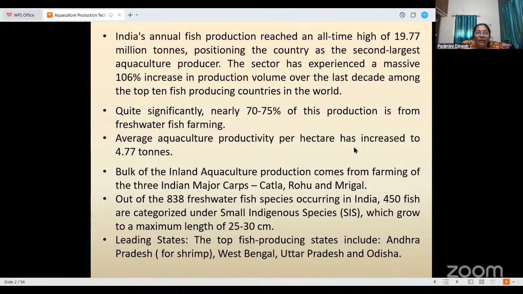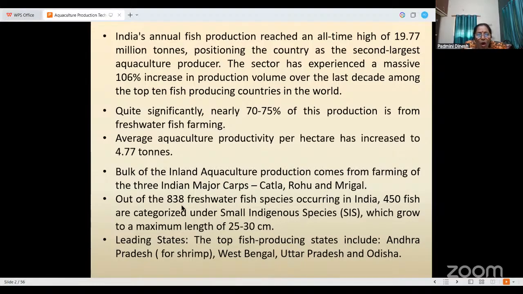And this is what this aquaculture topic is going to give you all an insight into: how you can start your small scale industries, if at all you are interested. Okay, so here we are. This is what I was talking about, the major carps, the katla, rohu, and mrigal.